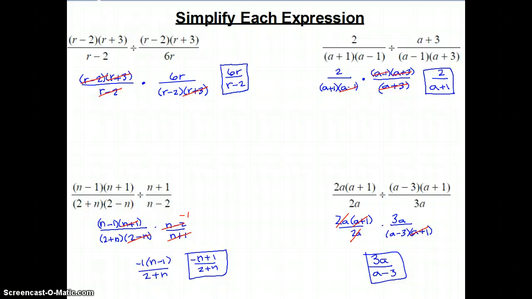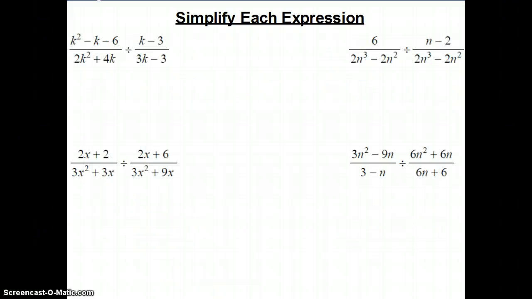On the bottom left, I would like to point out that there were two opposite factors you needed to reduce to a negative 1. There is a factor of 2 minus n and another of n minus 2. These are exact opposites, so when I reduced them, I was left with a negative 1. When I was done, I took that negative 1 and I distributed it to the other polynomial, leaving me with negative n plus 1 over 2 plus n. On the right, you should have 3a all over a minus 3.